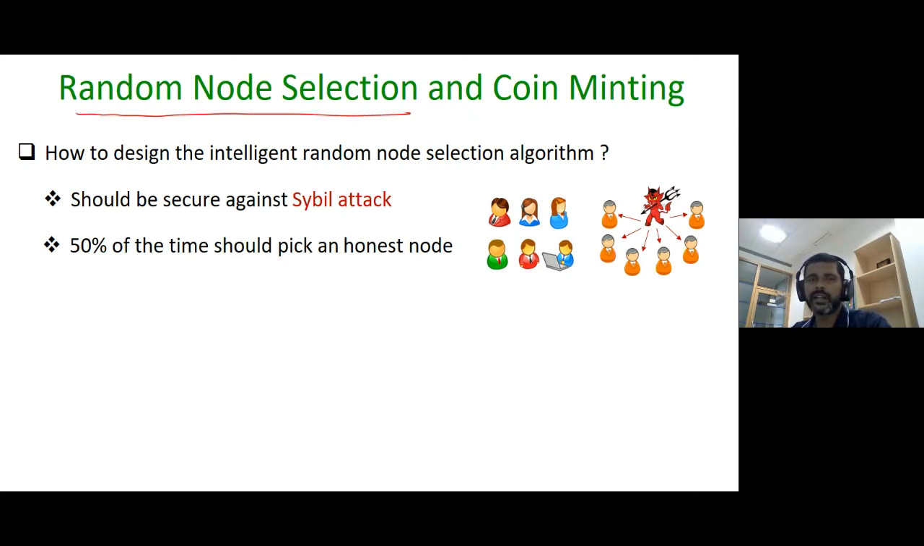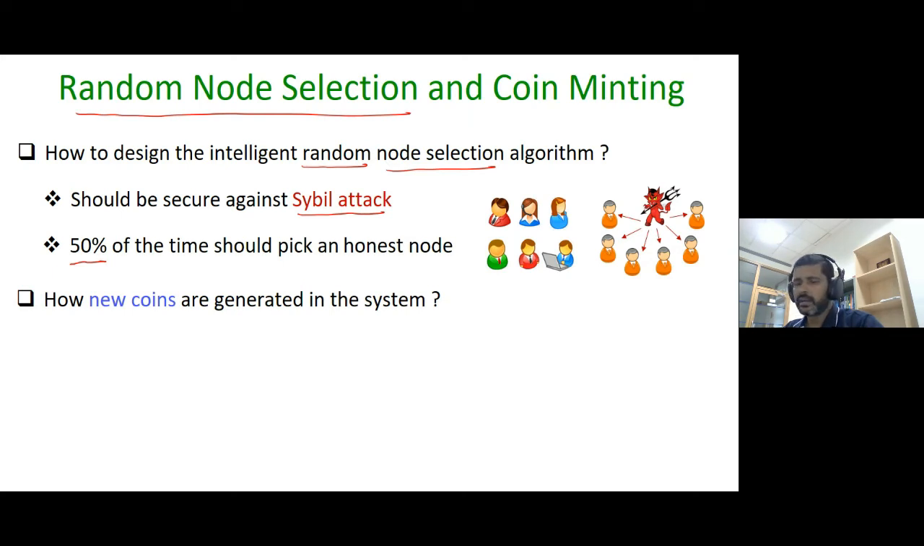So remember, I am assuming here that in each iteration, we will be able to intelligently select one node who should be able to propose the next block in the blockchain. That node selection algorithm should be totally random, and it should be secure against Sybil attack, and with probability 1/2, it should pick an honest node as the next node in each iteration, right?